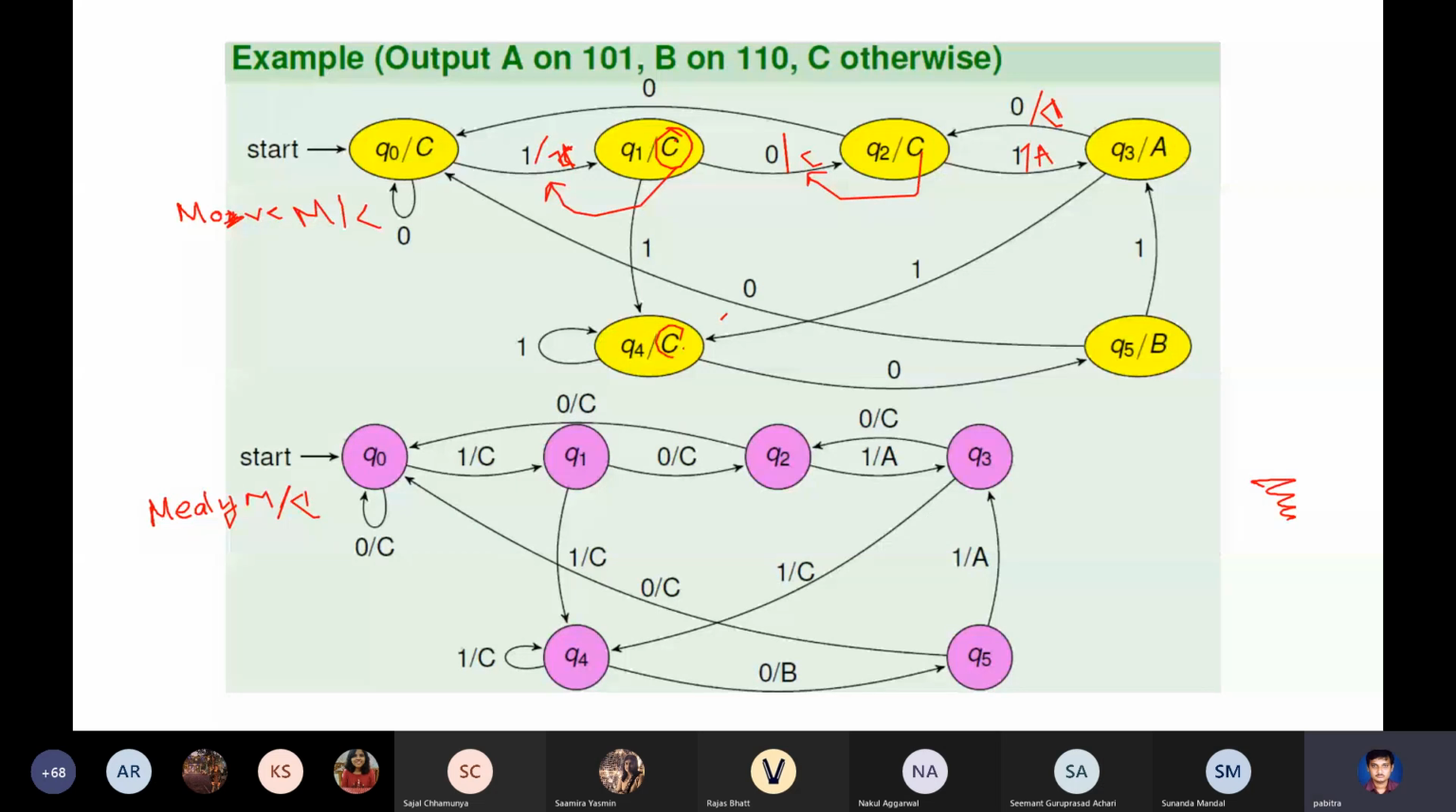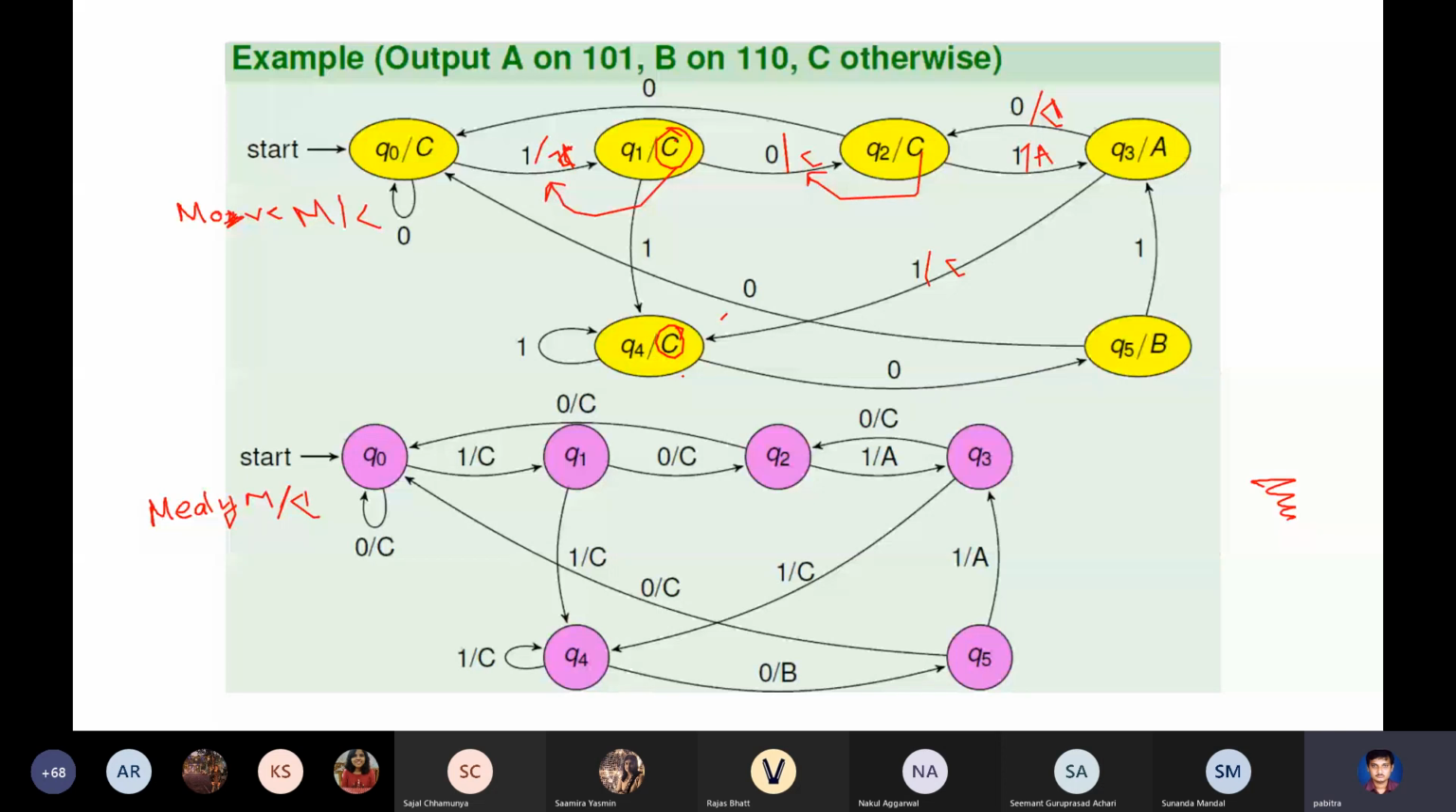So you take the output of a state, and for all the incoming edges to that state, you copy the output and remove the output from the state. You see that's what we have done, and you get the equivalent Mealy machine.